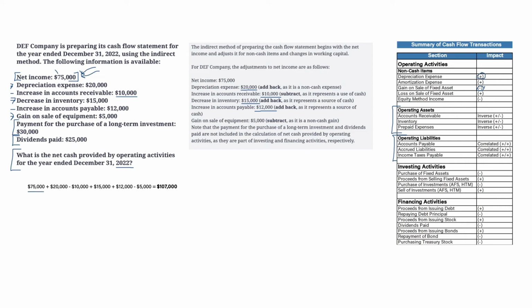So we had the initial net income of $75,000 plus the depreciation expense that we added back. The AR increased by $10,000, so we decreased cash flows by $10,000. The inventory decreased, so we increased cash by $15,000. AP increased by $12,000, and that's a correlated change, so we add $12,000. And then we subtract out the gain of $5,000. So the net cash provided by operating activities is $107,000.